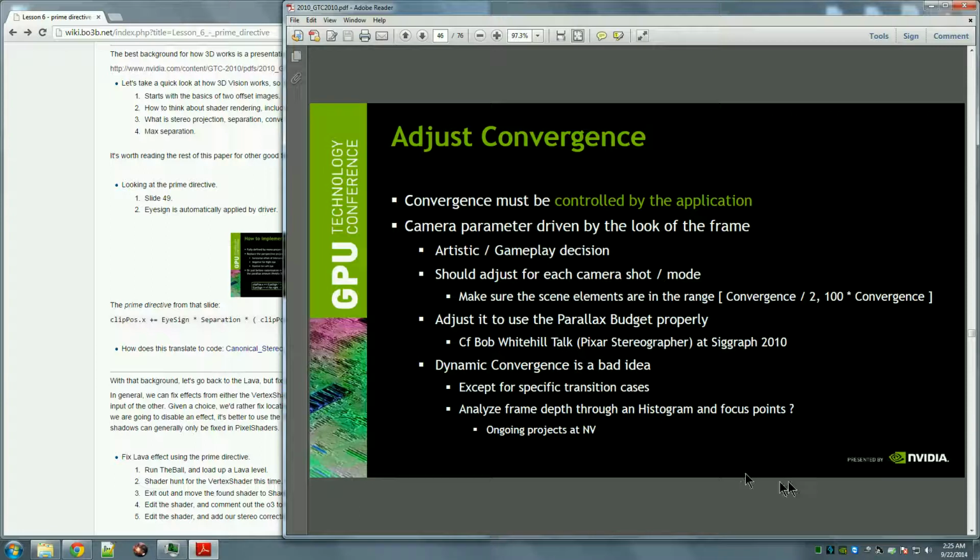Now, an interesting tidbit: convergence is intended by NVIDIA to be controlled by the application. Naturally, as enthusiasts, we much prefer to control it ourselves. But that's one of the reasons why it's under advanced: from NVIDIA's perspective, it's not supposed to be something the user changes.